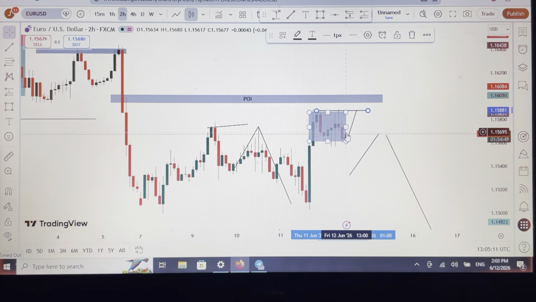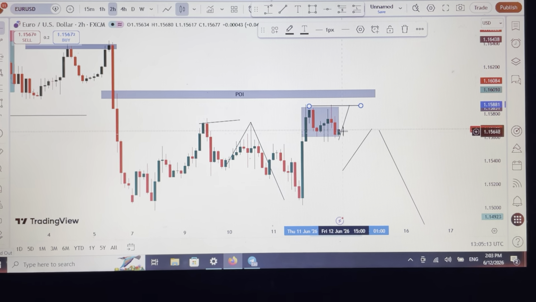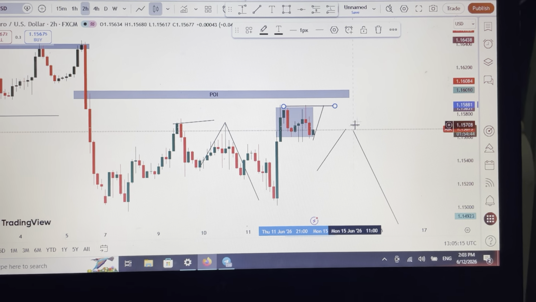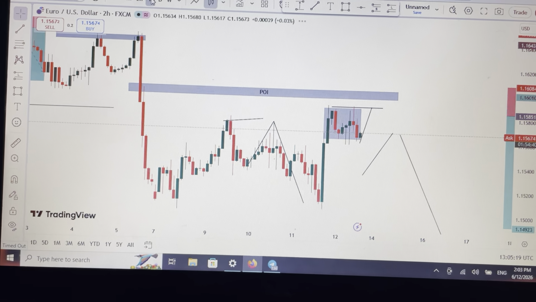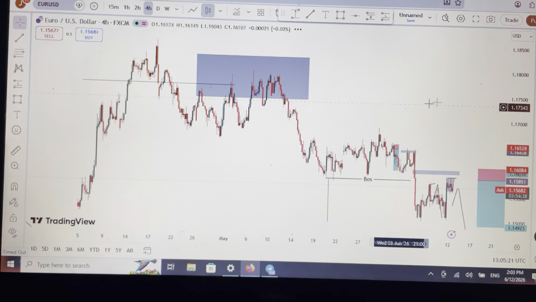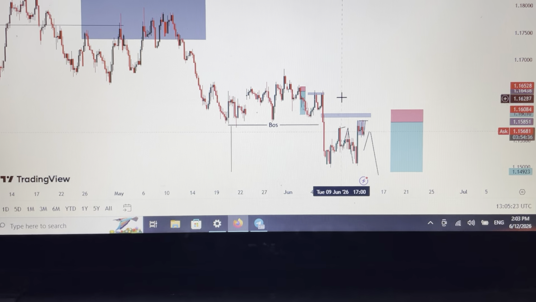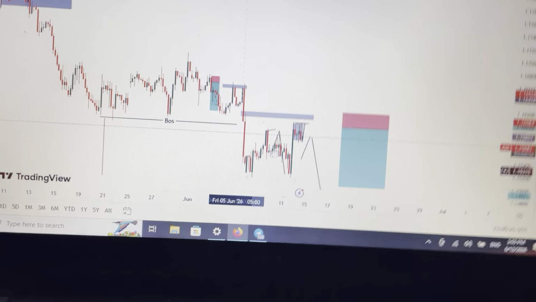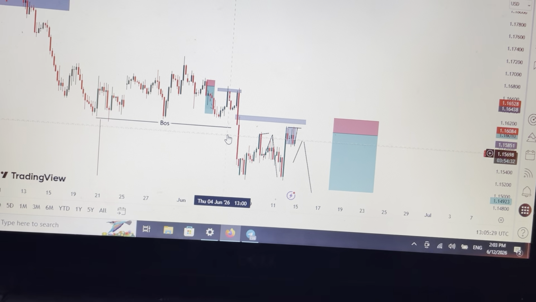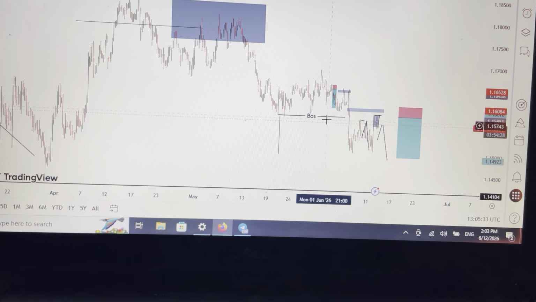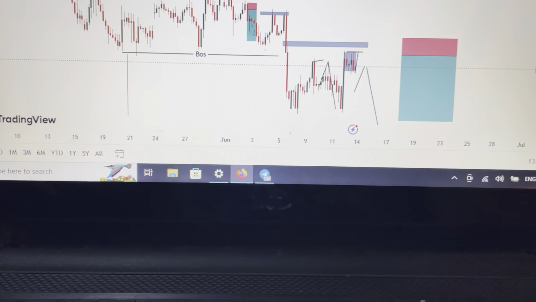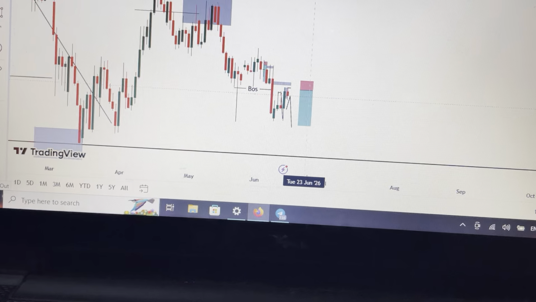Or if price gives this break of structure around here, then we're waiting for a retest on Monday. So for Monday, I'll update you guys about the trade. We should just wait patiently. You know what I'm saying? The structure is still bearish. There's an active break of structure, and when you have an active break of structure, there is no need to be going against the directional bias. You should be looking more for sell opportunities and not buy opportunities.